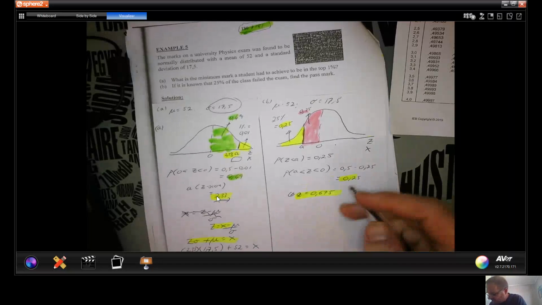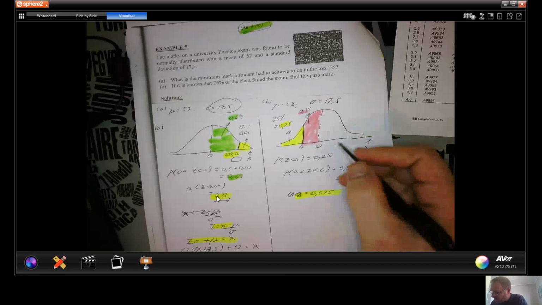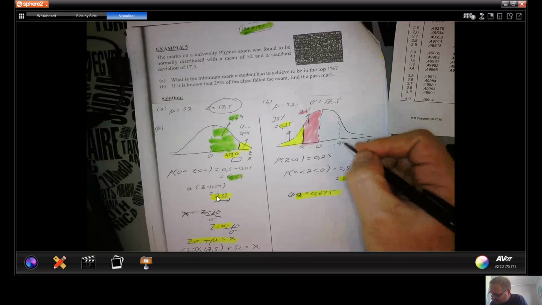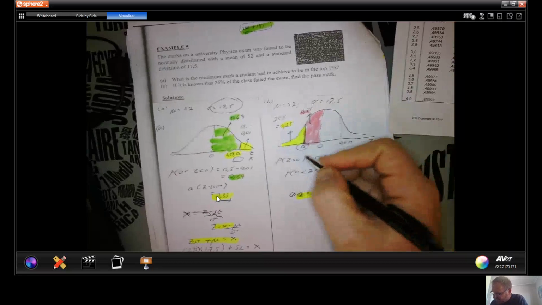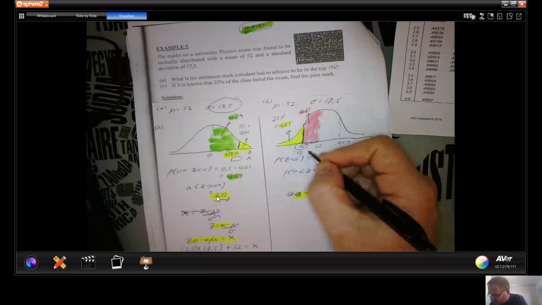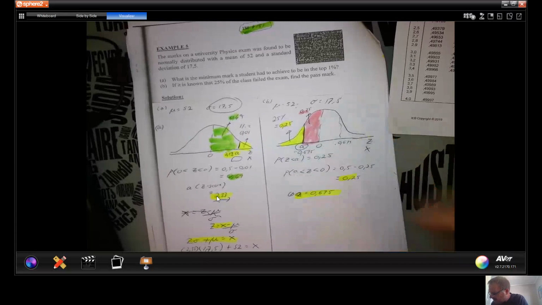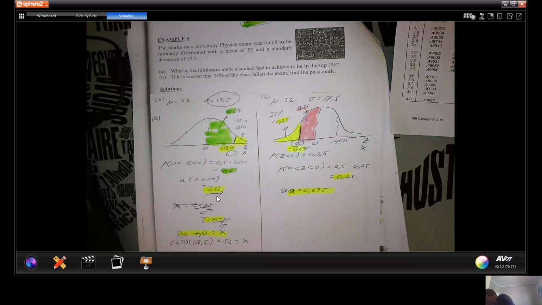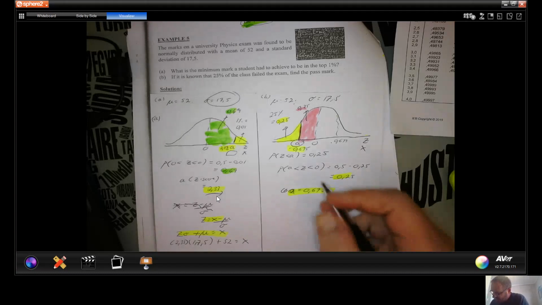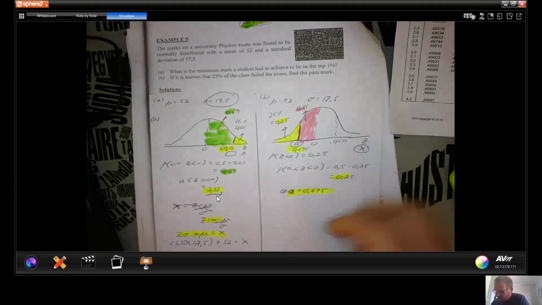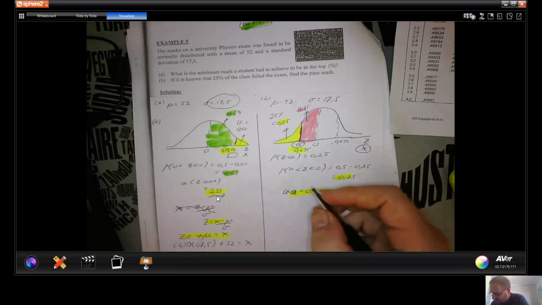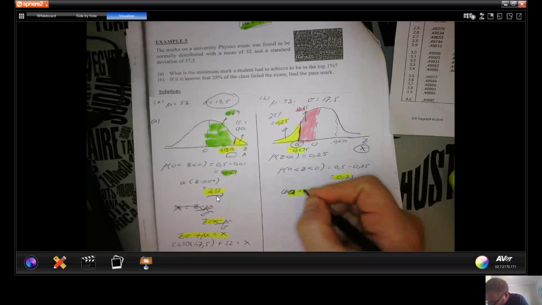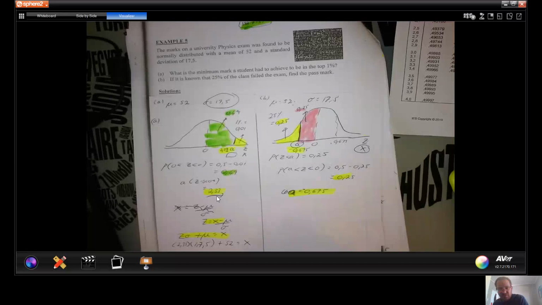That's the thing I'm going to use for my Z score, but ours is to the left, so I'm going to use negative 0.675. That's going to be the Z score I'm going to work with. Right, so that is your Z score, but I need the X score, in other words, the actual mark. So I'm working with a Z score. A is equal to negative, don't forget the negative, 0.675.